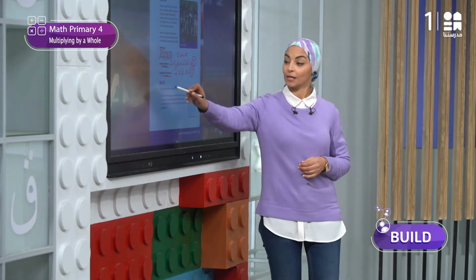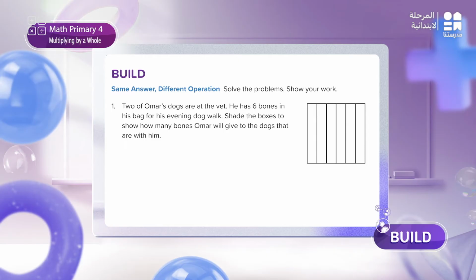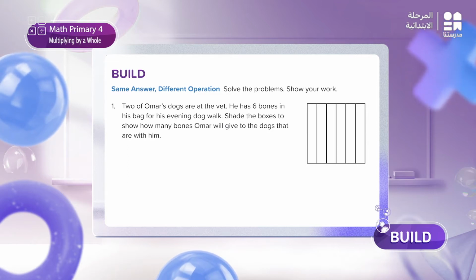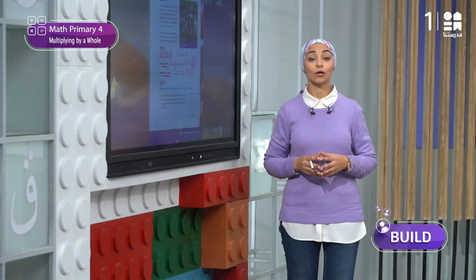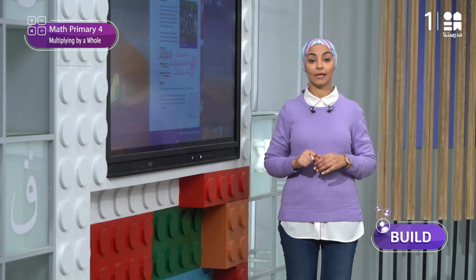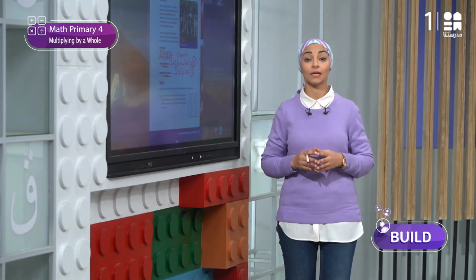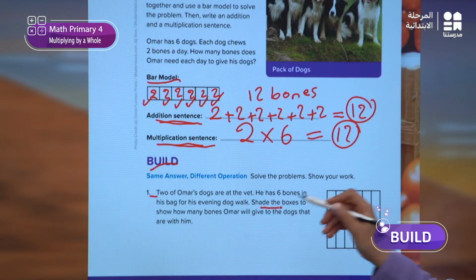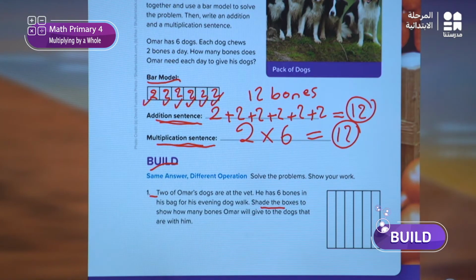Let's see in Build question number 1. Here we know that two of Omar's dogs are at the vet. The vet is the doctor of the animals. And Omar takes the rest of the dogs out for a walk. He has 6 bones in his bag, to feed his dogs on his walk. The question here asks me to shade the boxes to show the bar.